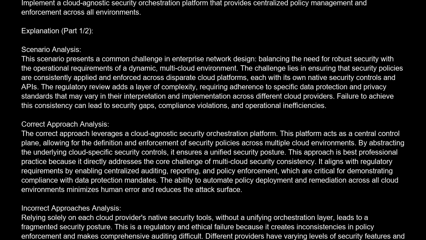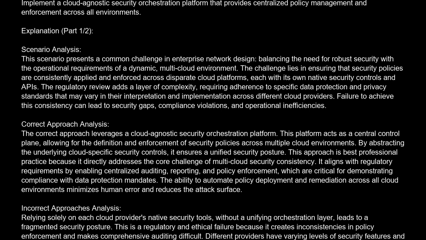Correct approach analysis. The correct approach leverages a cloud-agnostic security orchestration platform. This platform acts as a central control plane, allowing for the definition and enforcement of security policies across multiple cloud environments. By abstracting the underlying cloud-specific security controls, it ensures a unified security posture. This approach is best professional practice because it directly addresses the core challenge of multi-cloud security consistency.